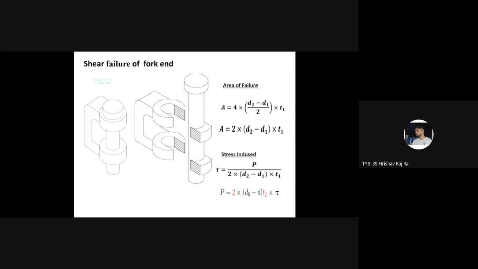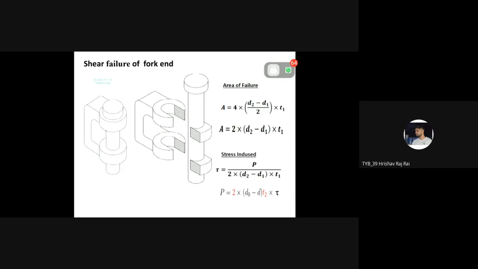Once you are able to calculate this area, then the shear stress value can be easily calculated: force divided by area. Now this is mathematics. 2, if you divide it by 4, it will become 2. That's why the area will become 2 into d2 minus d1 multiplied by t1. So again, thickness and diameters we have to consider of the fork as well as the pin. So for the allowable shear stress value, the formula is finally written as P is equal to 2 multiplied by d0 minus d into t1 t2 multiplied by shear stress.